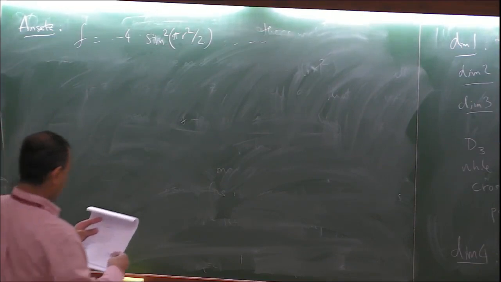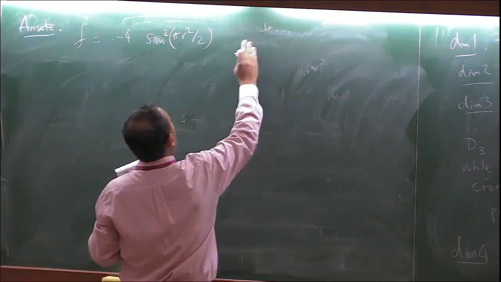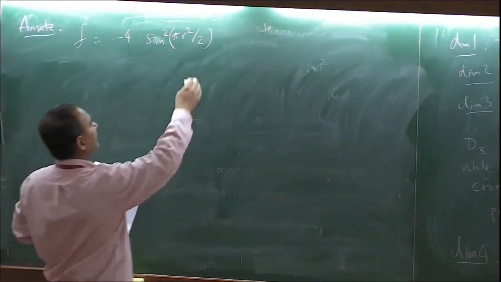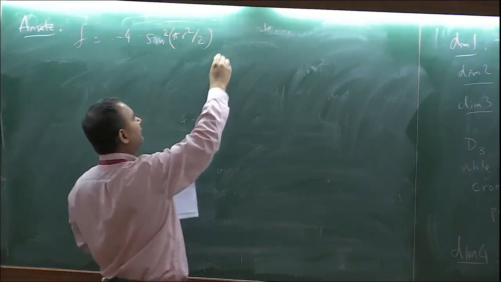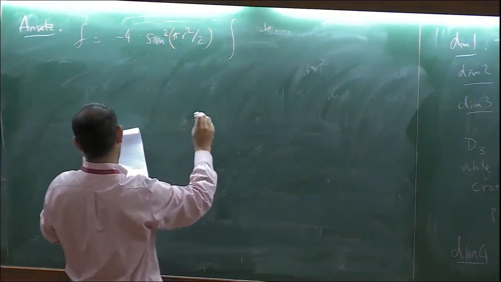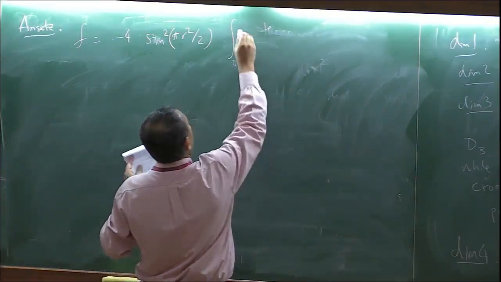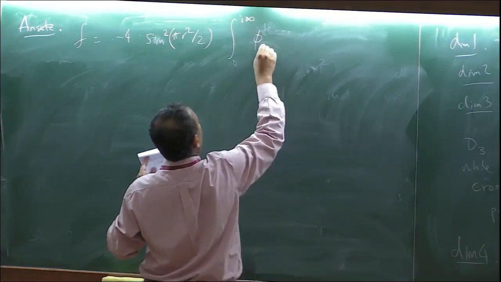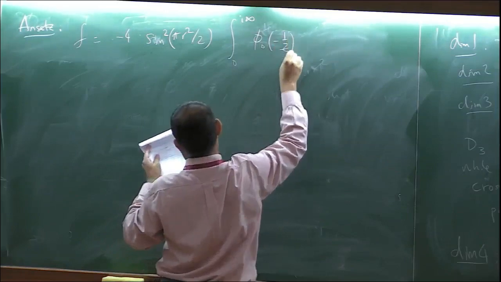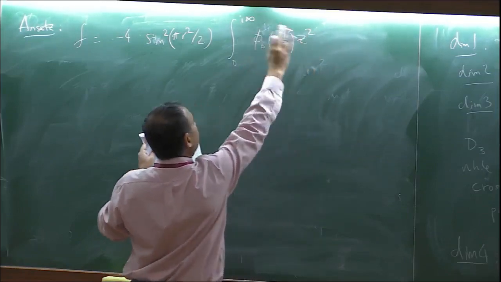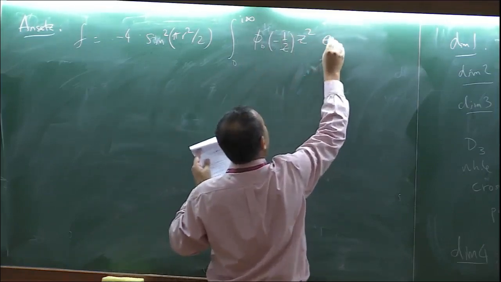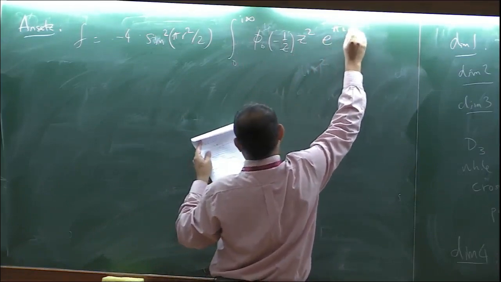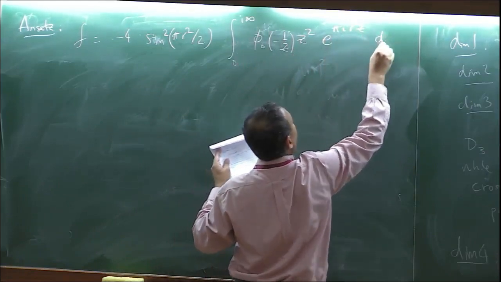I'm going to multiply this by something, and then I need to make sure its Fourier transform also has good behavior. So this times the integral from 0 to i infinity of phi 0 of -1 over z, squared. So forget about what exactly is going in here. I'll tell you what the key parts are. So e to the pi i r squared z.